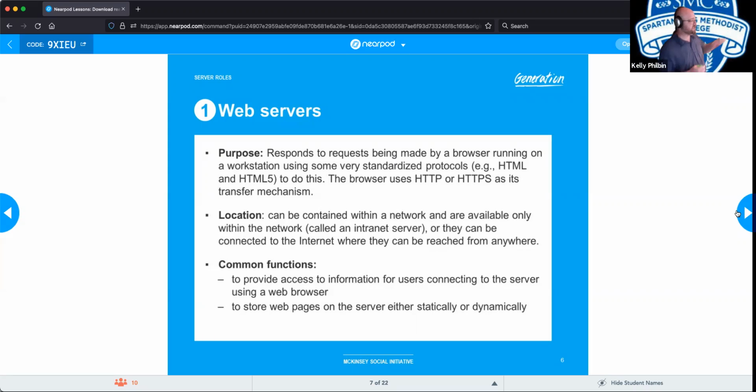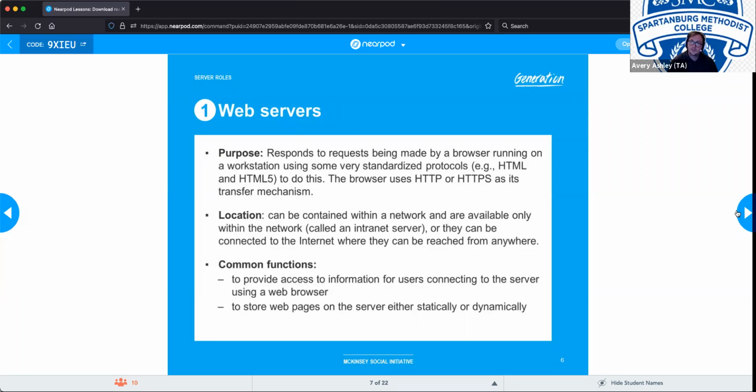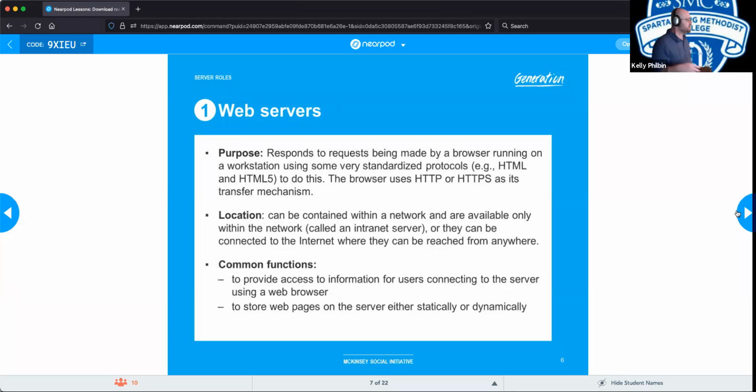They can be contained within a network and only be available on that network if you wish to set them up that way. They do this in some larger organizations, or they can be accessed by external hosts, in the case of Amazon or what have you, where other people are going to be coming to utilize your services. Most commonly, they can provide access to information and resources as well as allow for things like shopping, all kinds of fun stuff like that.